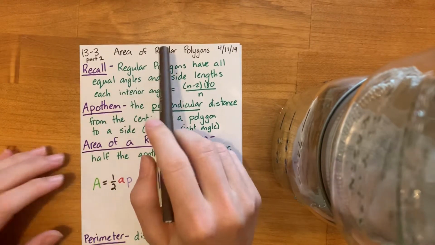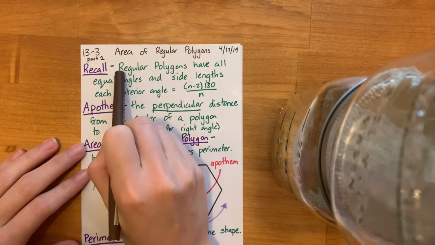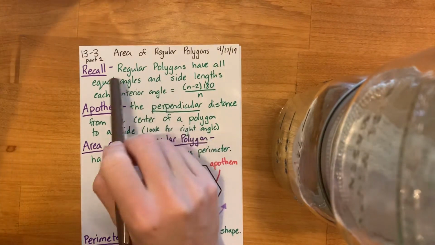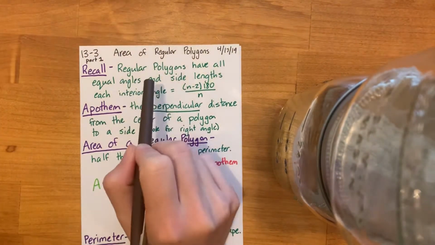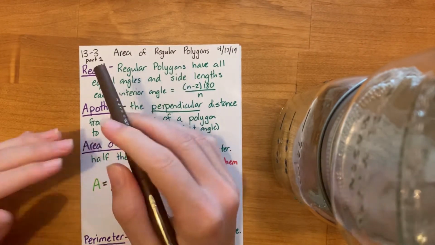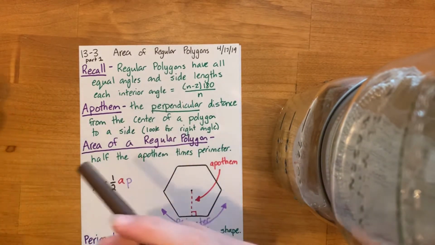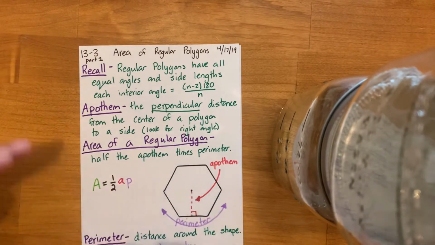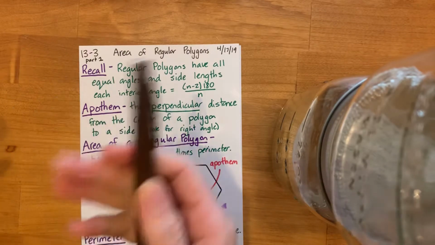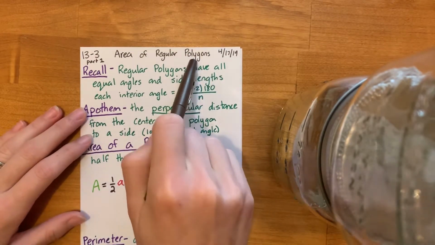So we're talking about area of regular polygons, and if you guys recall, to be a regular polygon means that it has all equal angles and all equal sides. So that's what it means to be regular. Remember, a polygon is just a many-sided figure, right? So triangles, squares, pentagons, hexagons, heptagons, nonagons, octagons, decagons, so on and so forth. You can look back at polygons in chapter 6, okay?